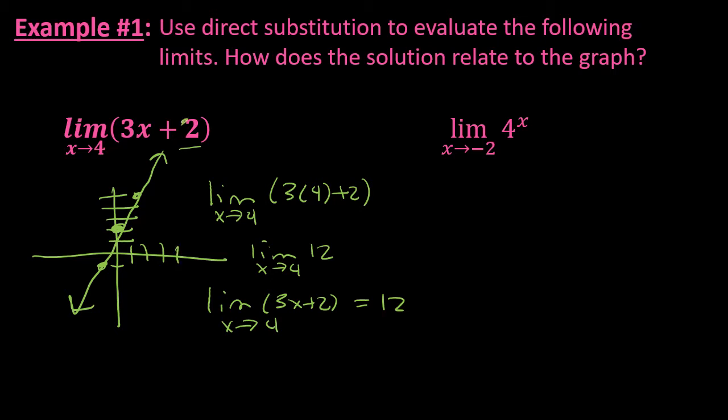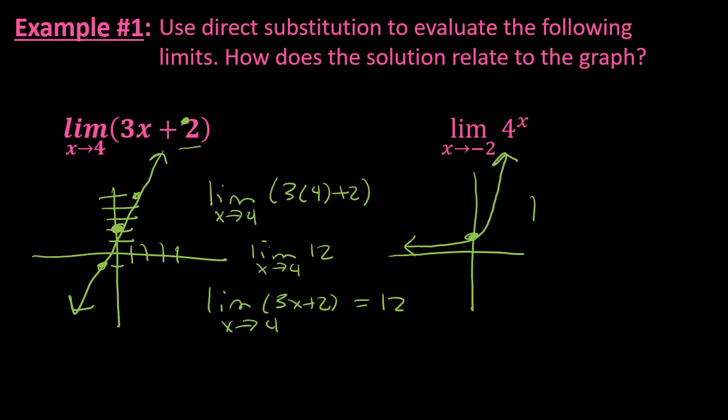So somewhere way up here, I have a y value of 12 as x is approaching 4. All right, so now I look at my next graph. It's an exponential function, so I have a y-intercept of 1, and since my base is 4, this graph is increasing to infinity relatively quickly.